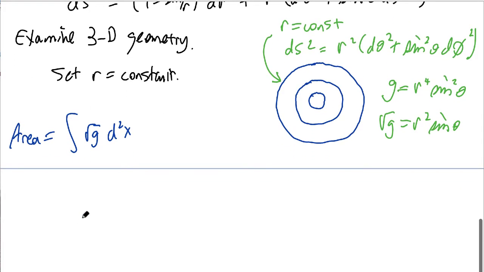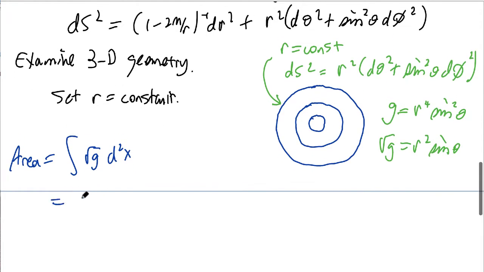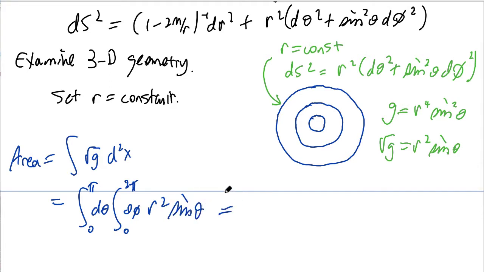So our area is the integral, and we'll integrate theta from 0 to pi, and phi from 0 to 2 pi, times the square root of g, which is r squared sine theta. And the result of this calculation is, of course, the standard result for the area of a sphere, 4 pi r squared. So this is telling us that the coordinate r is related to the area of a sphere by the usual flat space relationship.